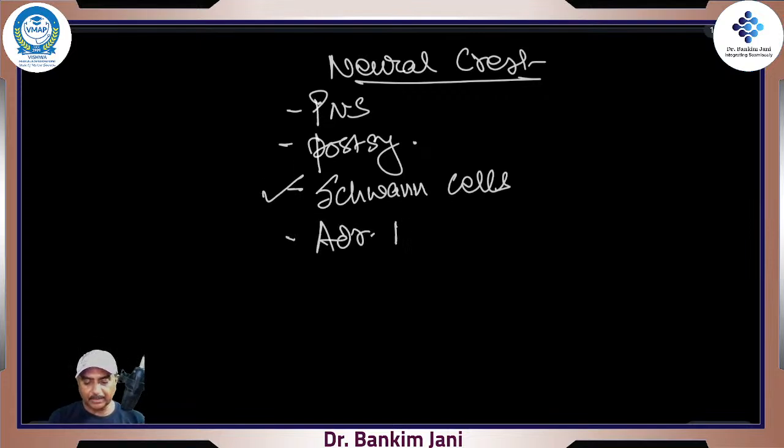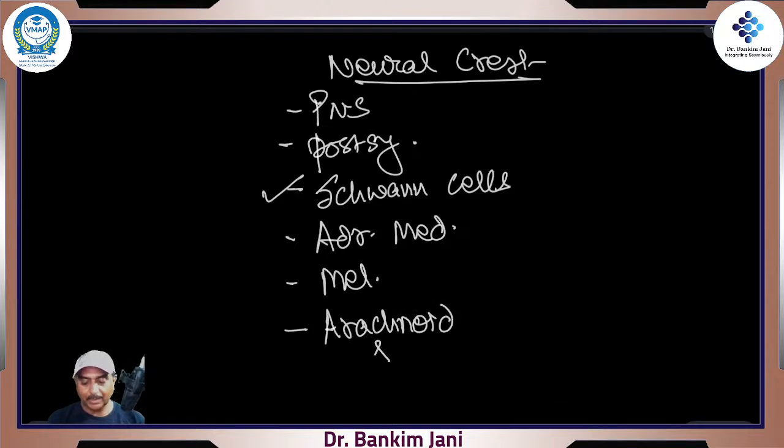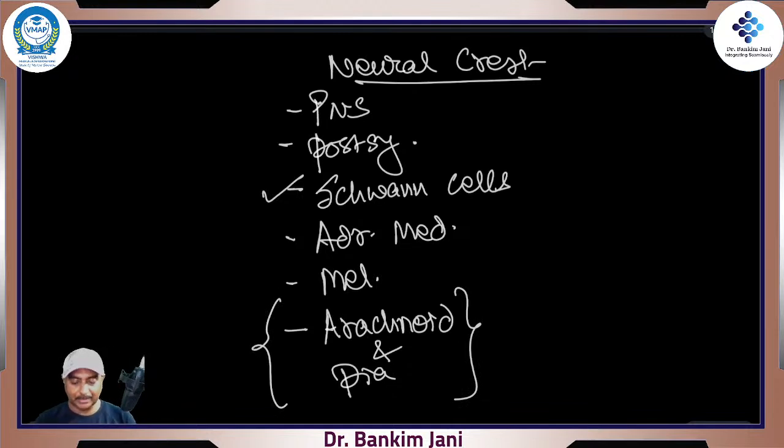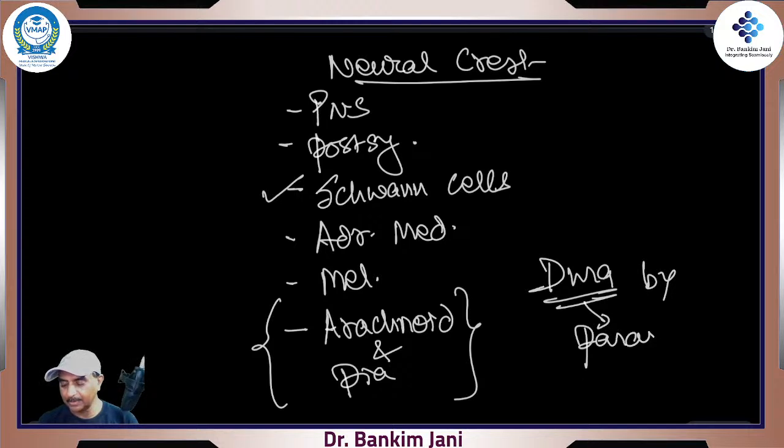Then the adrenal medulla, which we talked about, then melanocytes, and most vital to remember, the arachnoid and pia. This is what we said, that the arachnoid and pia matter are formed by the neural crest. Who was responsible for the formation of the dura matter? Well, that was the paraxial mesoderm. Good.